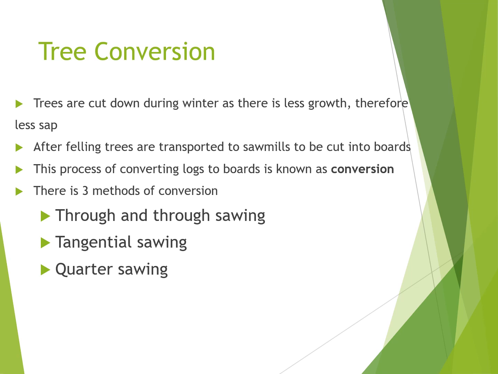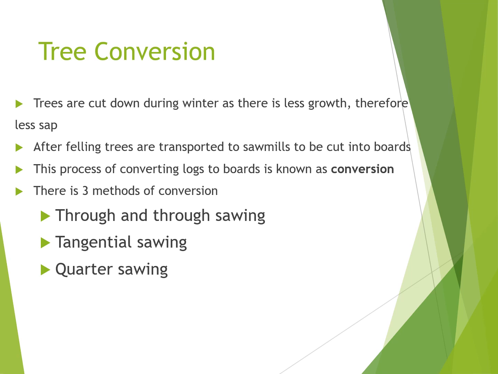Trees are cut down during winter as there is less growth, therefore less sap. The trees are asleep, if you like. If you cut down a tree during the summer, it'll take more edge off your chainsaw, which will mean that your equipment will get duller quicker. So that's another reason why they cut them down in winter.